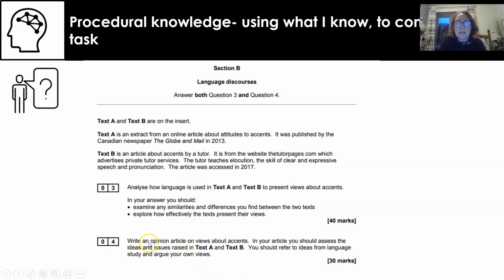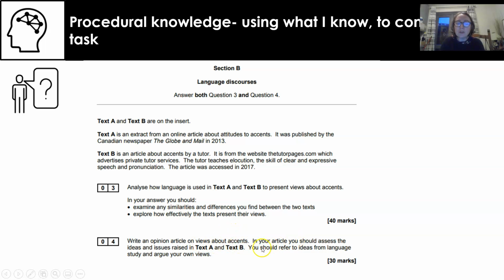Now, what that does mean then is that there's an expectation that through the practice we do and the preparation we do in class and across the years, you know what an opinion article looks like, so that you can draw upon that knowledge from outside of the exam. So as we go through, we will make some distinctions between the different types of articles today. Okay, but fundamentally, we're going to work through these 2 hours to produce the content, the ideas, to do an opinion article on views about accents.